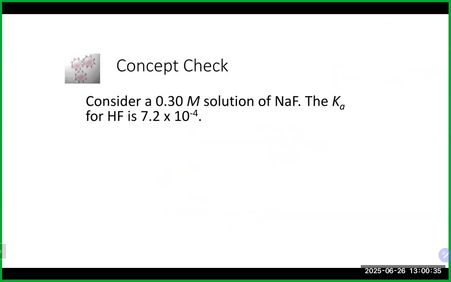All right, let's do one where maybe there is a calculation. Here we go, try this one. Consider 0.3 molar sodium fluoride. The Ka value for hydrofluoric acid is 7.2 times 10 to the minus 4. What is the pH?